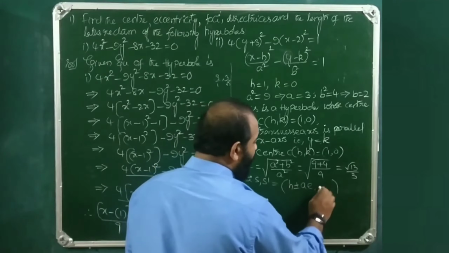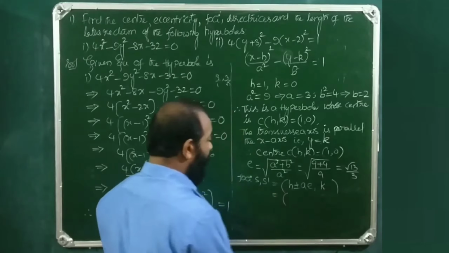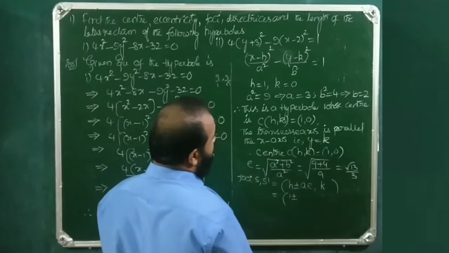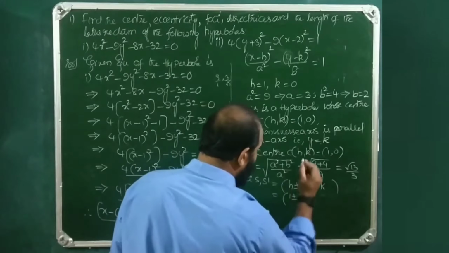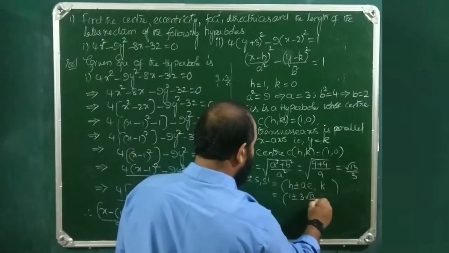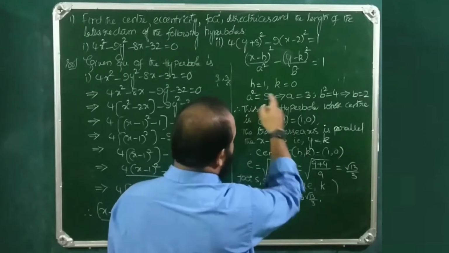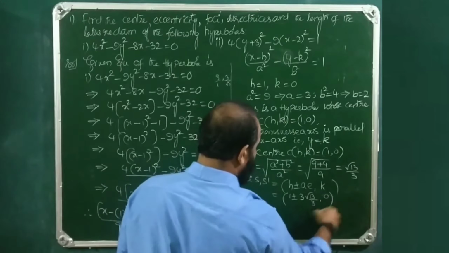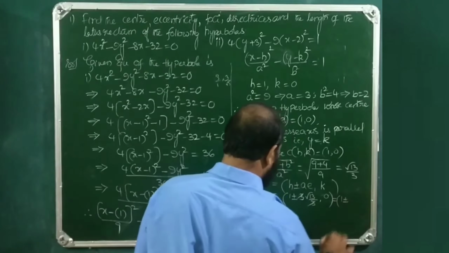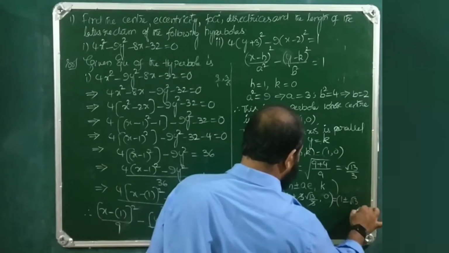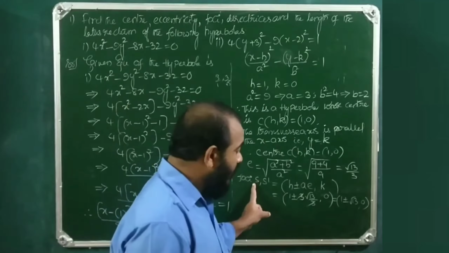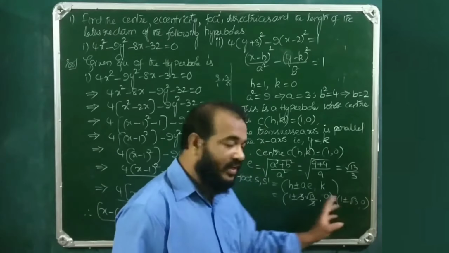For this, k would be added. So this is equal to h value is 1 plus or minus a value is 3 into e value is root 13 by 3, comma k value is equal to 0. So 3 gets cancelled. So we get 1 plus or minus root 13 comma 0. 1 plus root 13 comma 0 is S. 1 minus root 13 comma 0 is S dash.